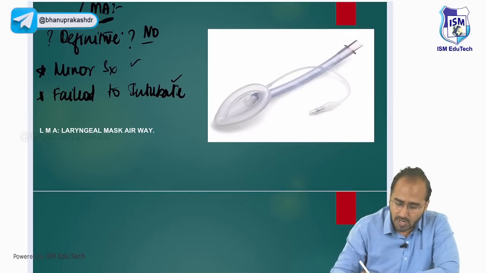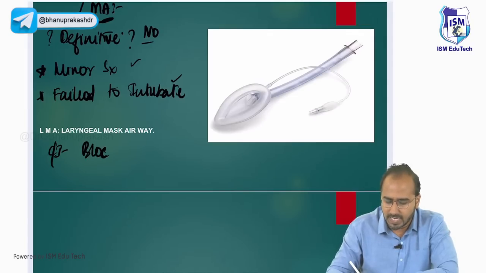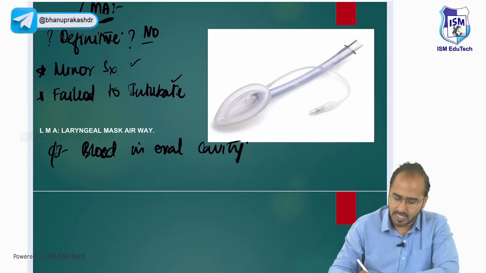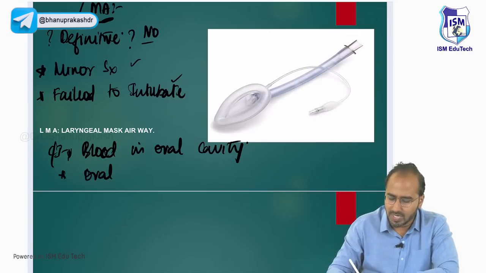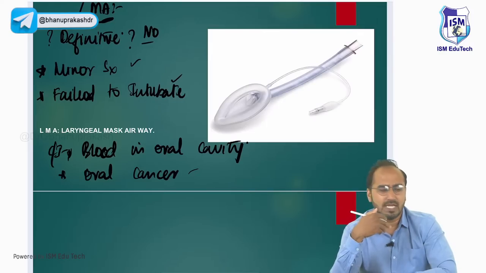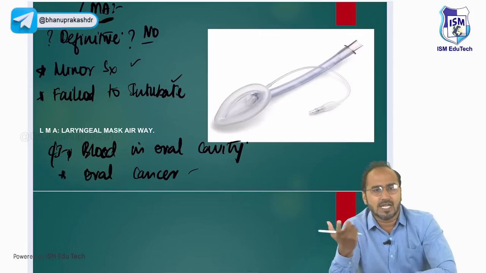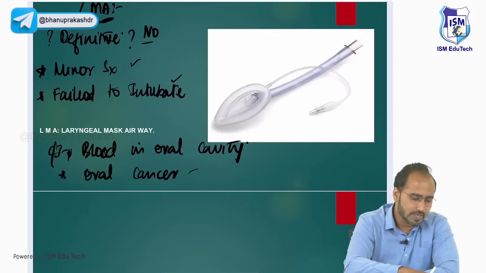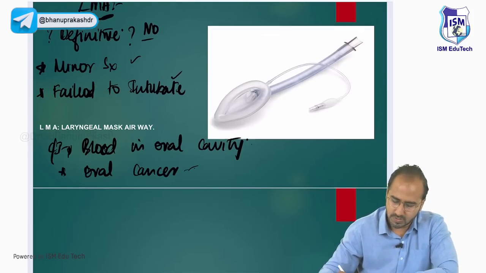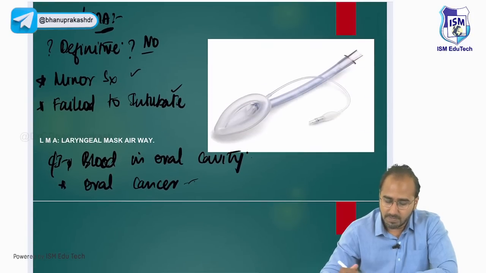There are some contraindications of LMA. What are the contraindications, guys? If the person is having blood in the oral cavity, LMA is contraindicated. Apart from that, if the person is having oral cancer, LMA is contraindicated. Why? Because if there is blood in the oral cavity or cancer, you cannot put an LMA. If you put an LMA, you are pushing the blood inside the trachea. The patient can aspirate the blood, right? So remember guys, LMA is contraindicated in two conditions: blood in the oral cavity and oral cancers. These are the contraindications of LMA.